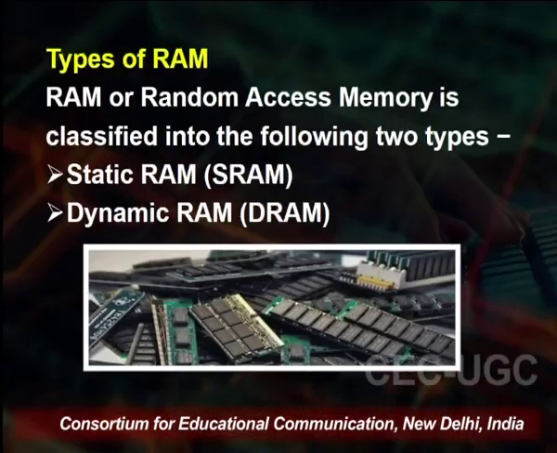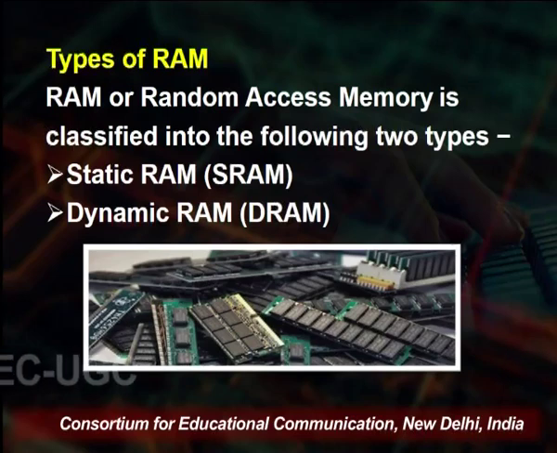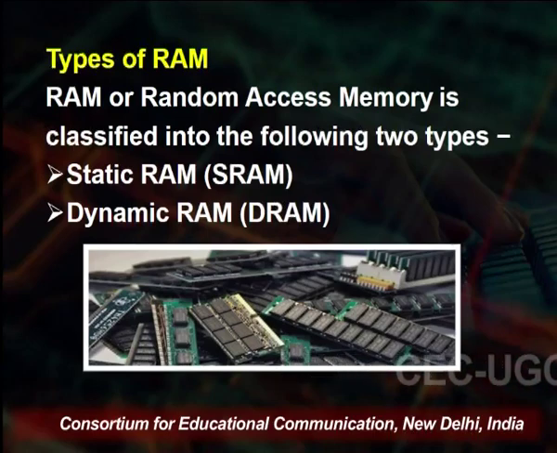Now, types of RAM. RAM, or random access memory, is classified into two types. You see on the screen some of the RAM devices. First is the static RAM and second is the dynamic RAM. Static random access memory, dynamic random access memory. So, SRAM, DRAM.